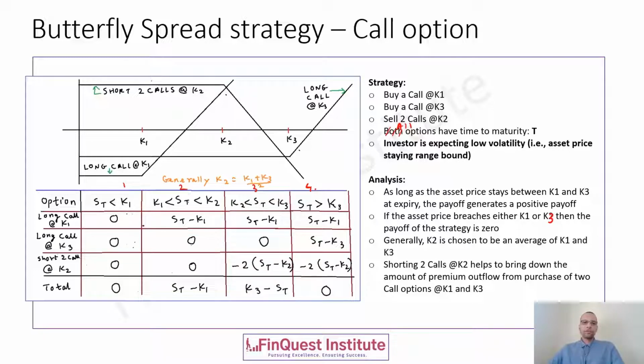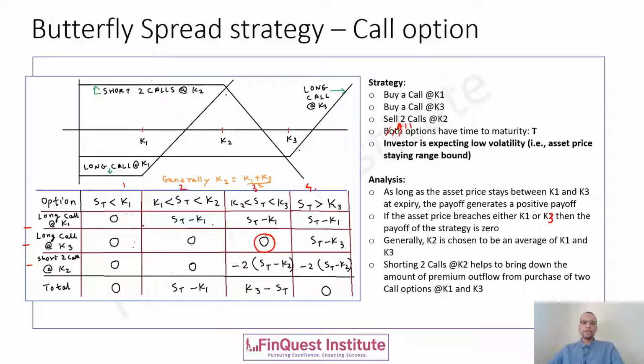For scenario 2, ST between K1 and K2, the call at K1 will be in the money, so that gets exercised. But otherwise, the other two call options are out of the money. In the third scenario, where the stock price is between K2 and K3, the call at K1 and the call at K2 get exercised because they are in the money, but the call at K3 is not. So that's why this remains a zero.